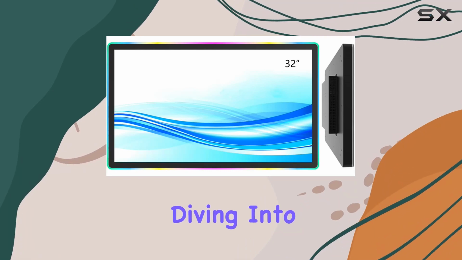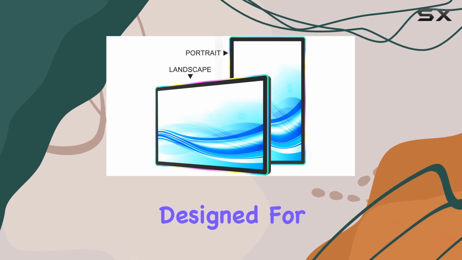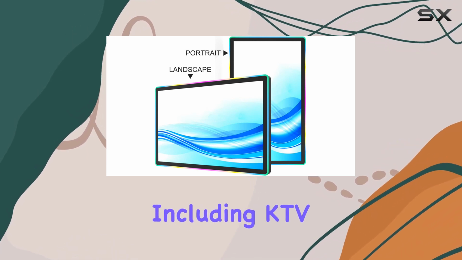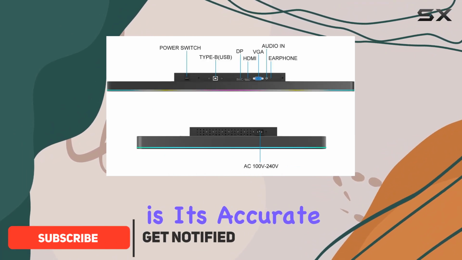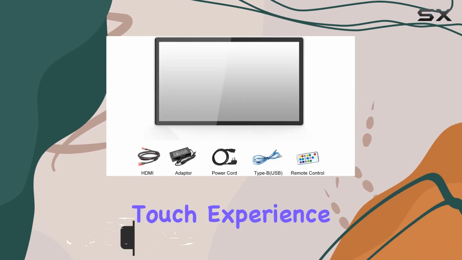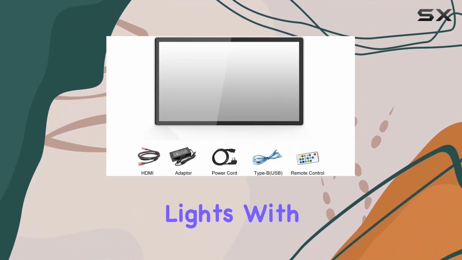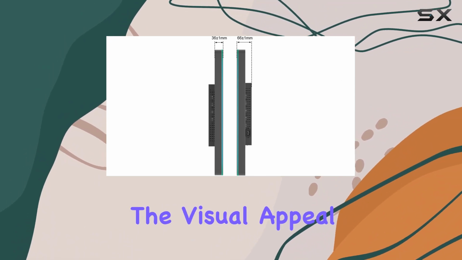Today, we're diving into the GreenTouch 32-inch capacitive touchscreen LED framed monitor, designed for a variety of applications including KTV and game consoles. What sets this monitor apart is its accurate PCP multi-touch technology, providing a responsive and seamless touch experience. The front LED lights with RGB addressable modes not only add a touch of flair but also enhance the visual appeal.